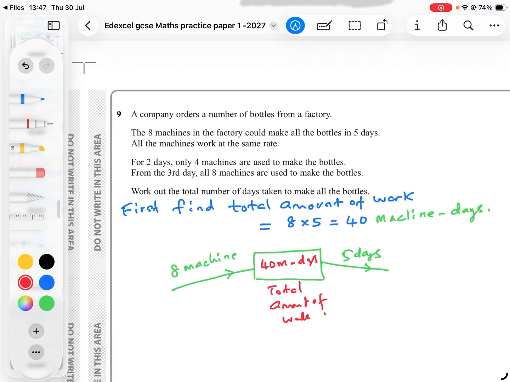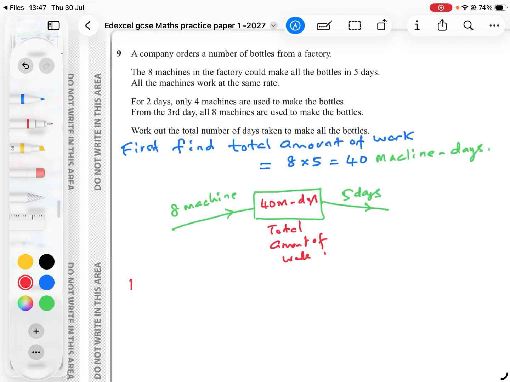Okay. For two days, 4 machines are used to make the bottles. So we can work out, that means 2 times 4, amount of work finished, amount of work finished by 4 machines in 2 days. So that means you can say work completed in the first 2 days.